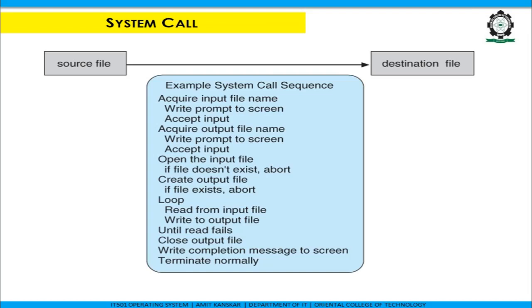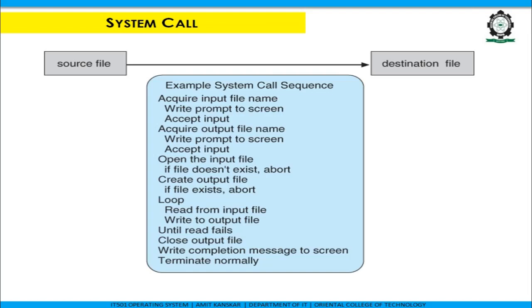Once the two file names are obtained, the program must open the input file and create the output file. Each of these operations requires another system call. There are also possible error conditions for each operation. When the program tries to open the input file, it may find that there is no file of that particular name or that the file is protected against access. In these cases, the program should print a message on the console, which is another sequence of system calls, and then terminate abnormally.